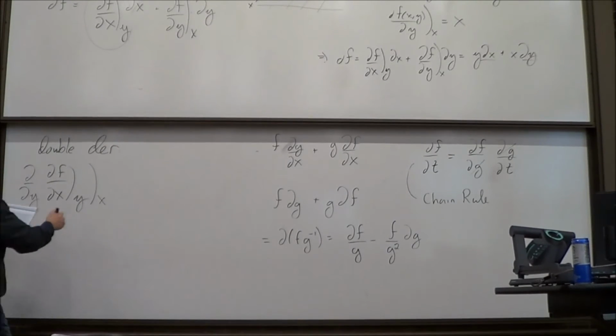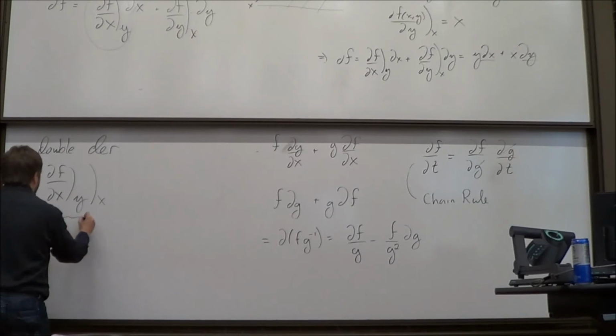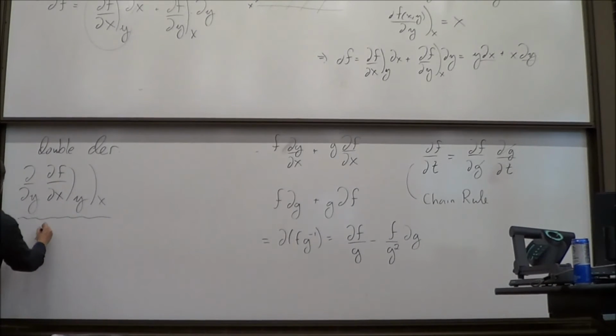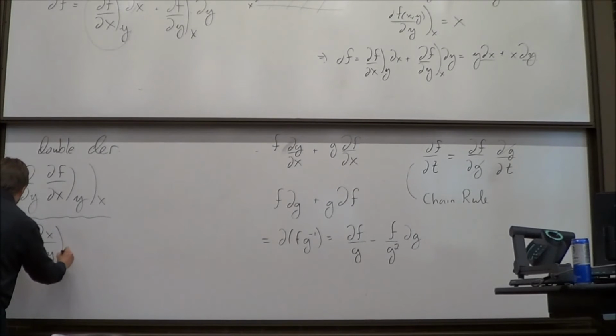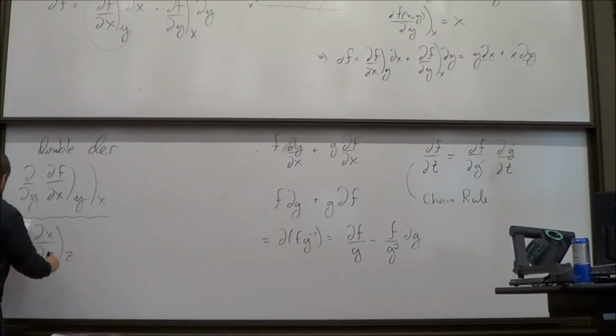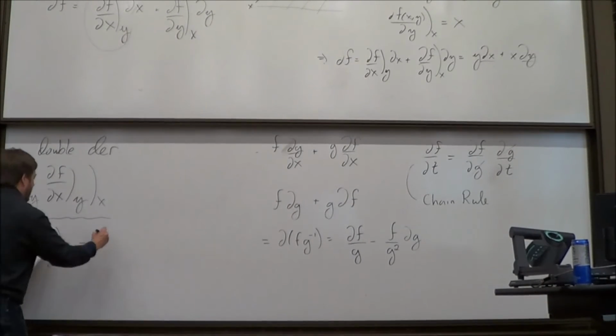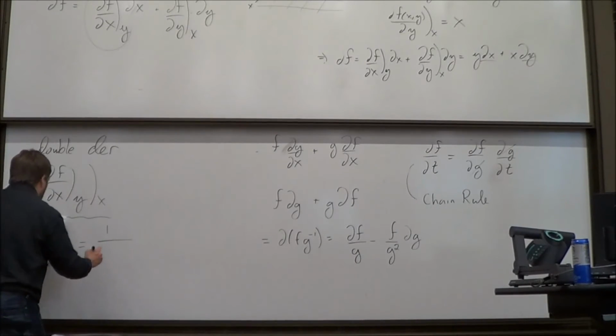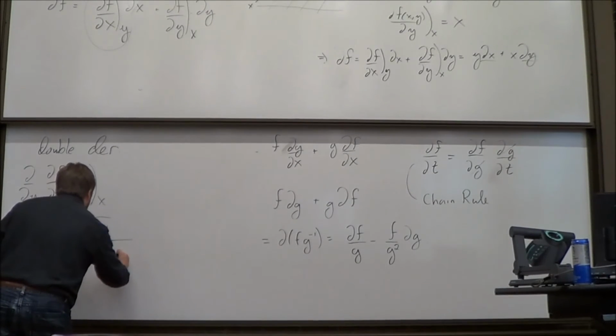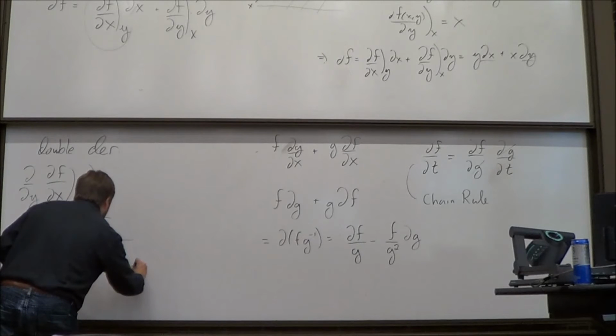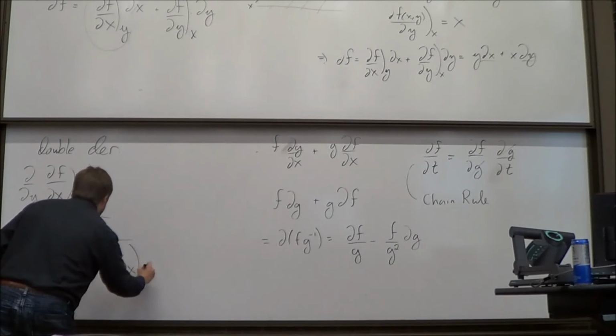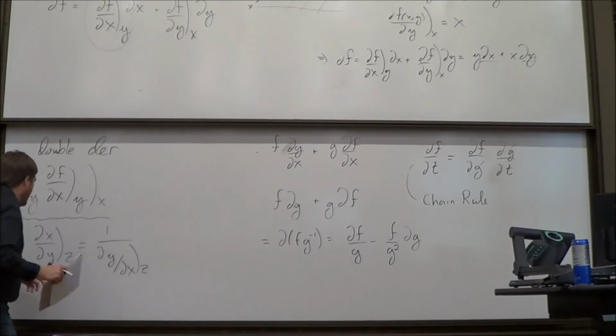Here's another identity. Again, this means it's not related. Let's do dx dy, again holding z constant. I'm also trying to get you used to x, y, and z, because I'm going to do that a lot. This is equal to 1 over dy dx, also at constant z.